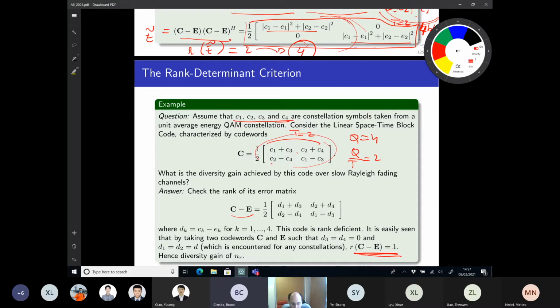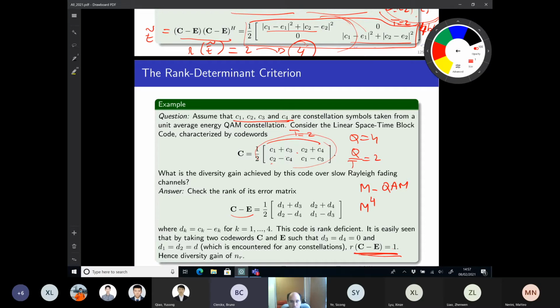And that means that if you use QPSK, you're going to have 4 choices for C1, 4 choices for C2, 4 choices for C3, 4 choices for C4. So if you have an M-QAM constellation, you're going to have M for the first one, M for the second, M for the third, M for the fourth, so M to the fourth, right? So if you have 64-QAM, 256-QAM, and you take it to the power 4, suddenly you have a large number of combinations to look after, right?